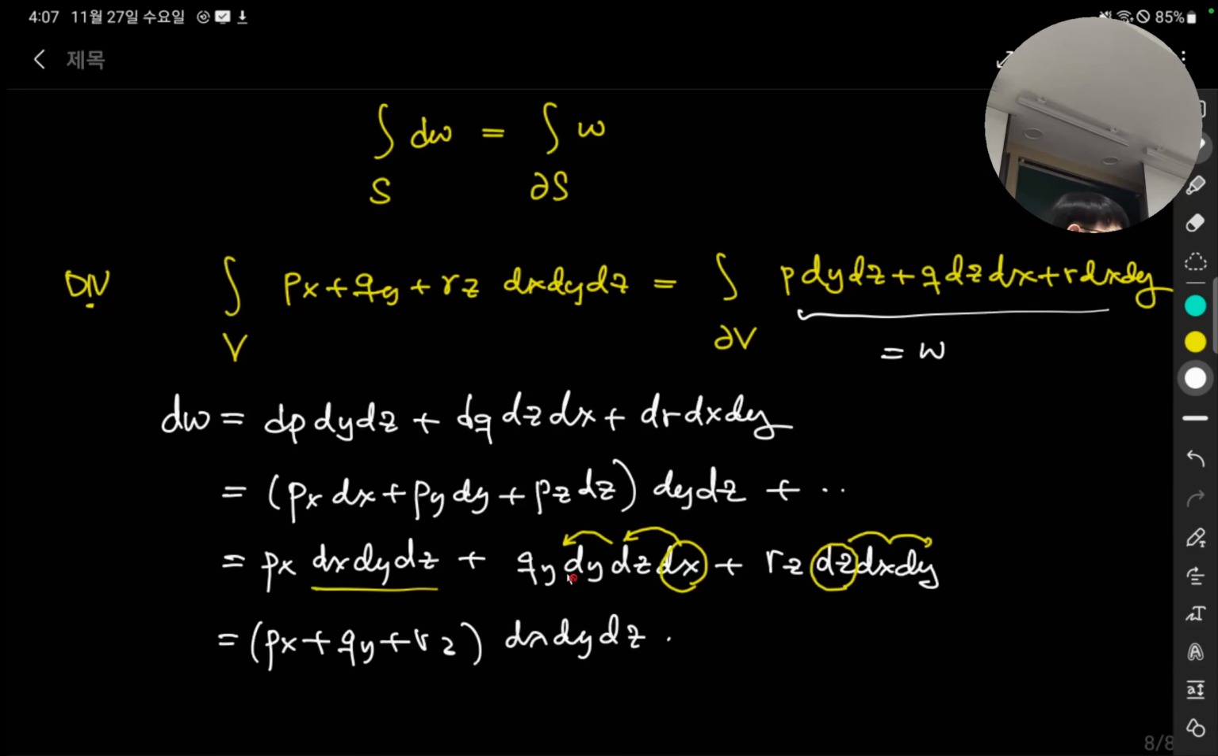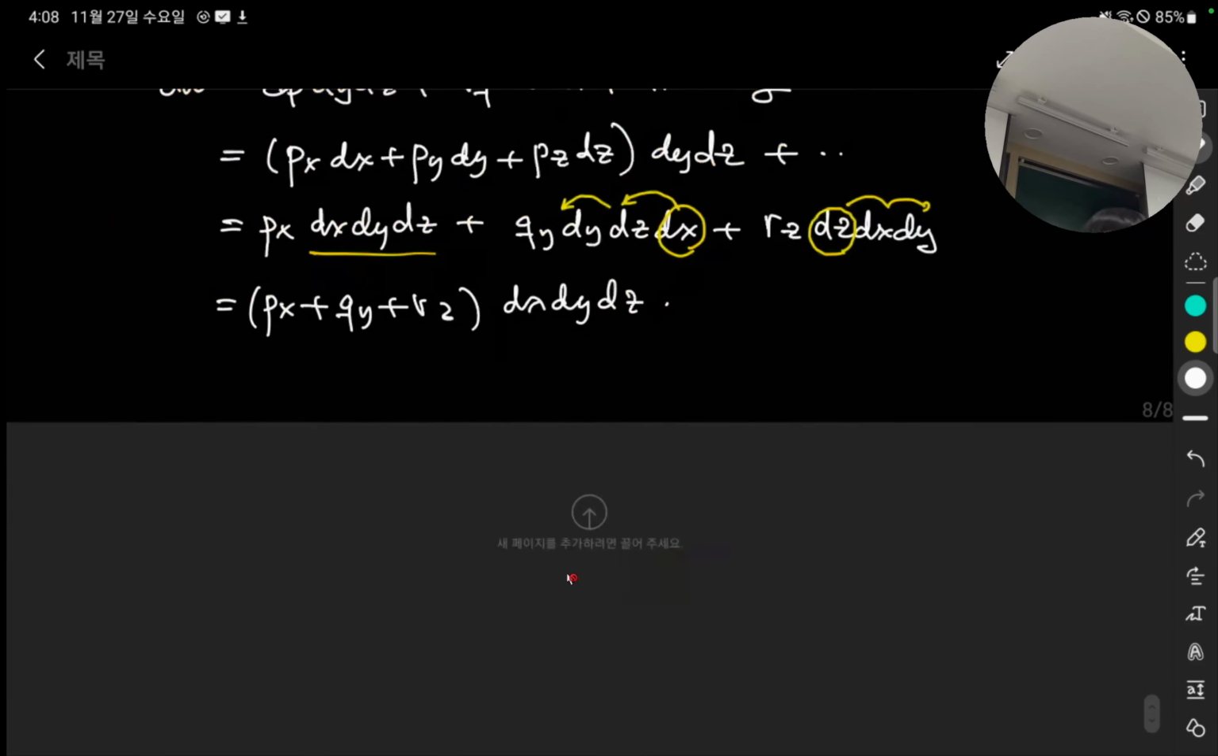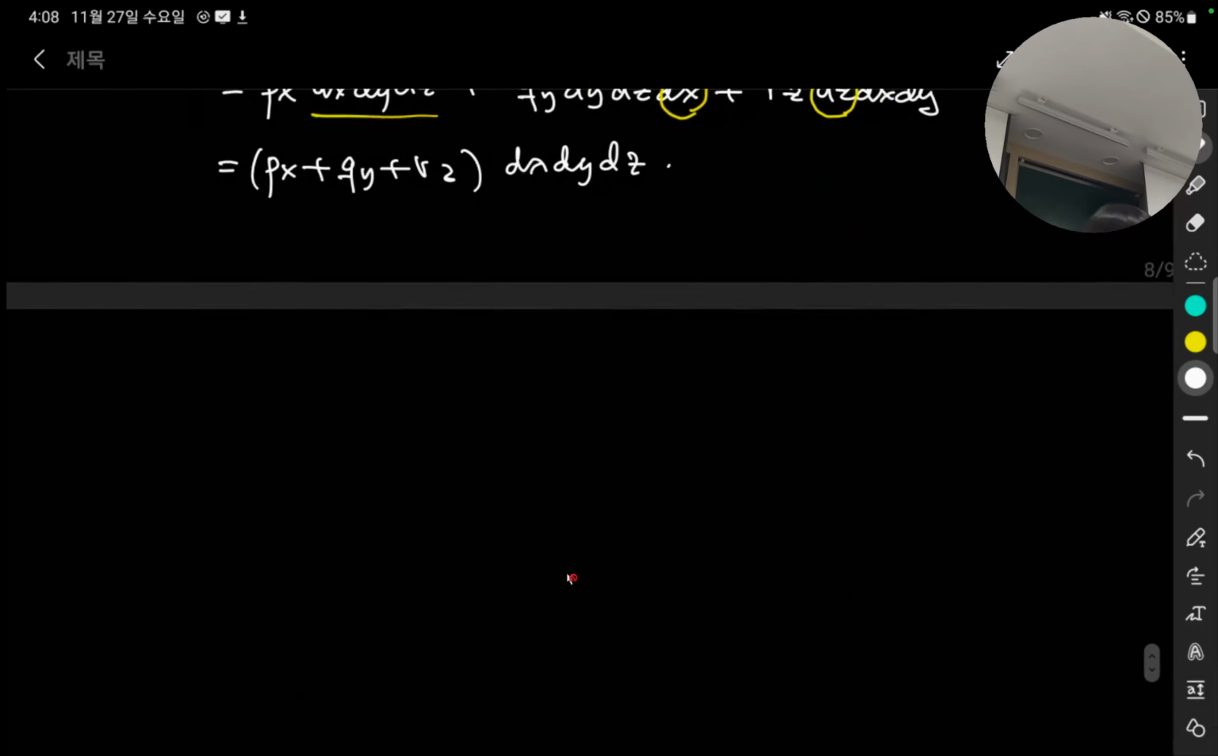So all the integration theorems are the same thing. They only differ by the dimension of the domain of integration. Okay, there's something that I need to say about the orientation of this domain, but let's put it aside here.